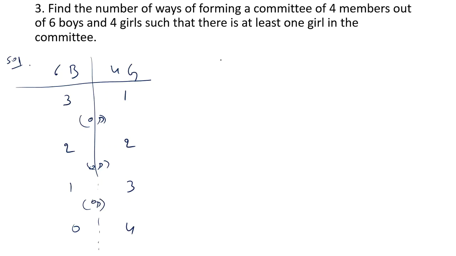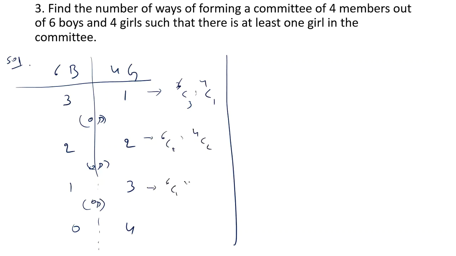So you can do it in this way. You can write the answers here. This can be done in 6 choose 3 times 4 choose 1, and this can be done in 6 choose 2 times 4 choose 2, and this can be done in 6 choose 1 times 4 choose 3, and this can be done in 6 choose 0 times 4 choose 4. You can add all these things. So you can do it in this way, or else what you can do is total number of ways of forming the committee.